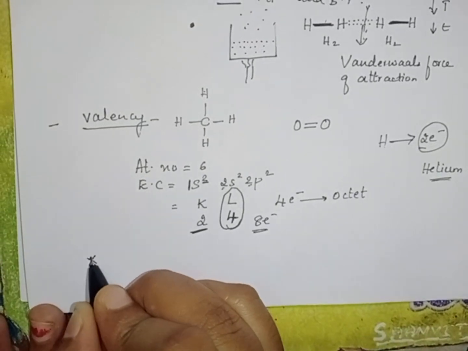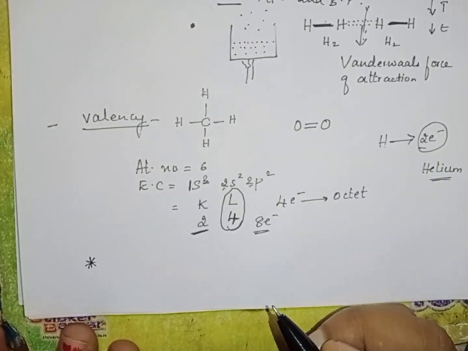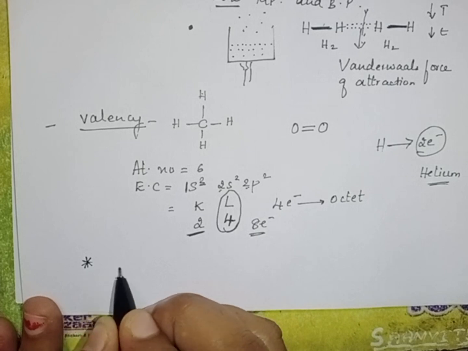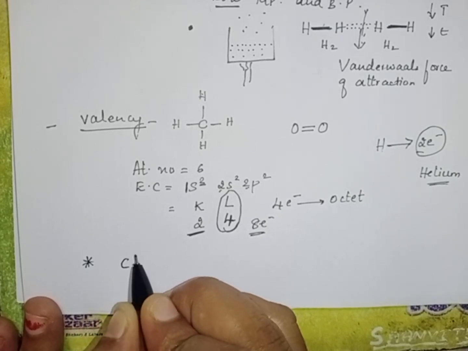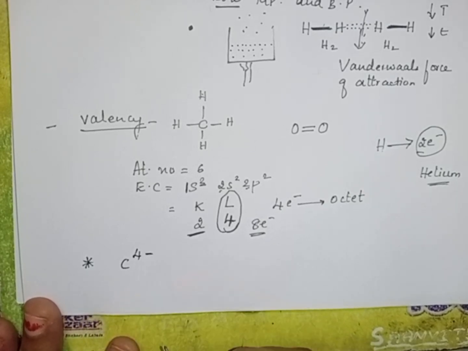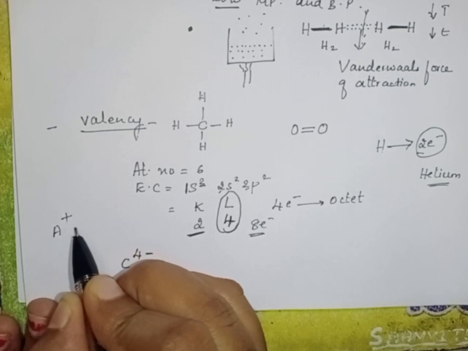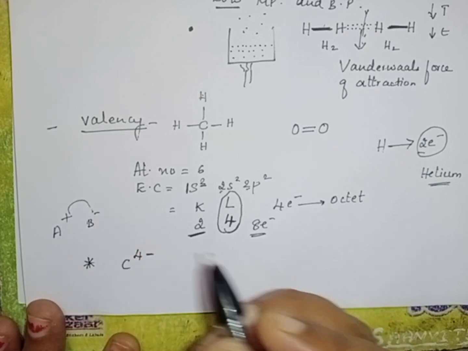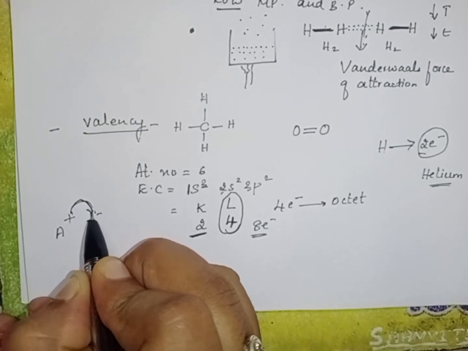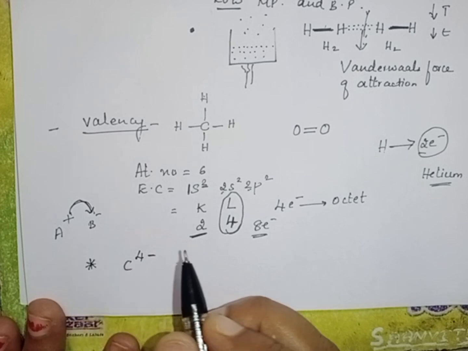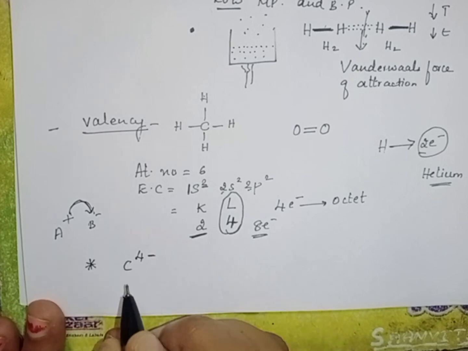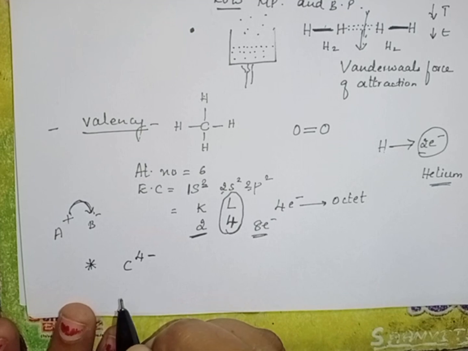Next question. Why can't it form an ionic bond? See, consider one condition, that it is accepting 4 electrons. Ionic bonding means there should be transfer of electrons. One is giving the electrons, the other is taking the electrons. There is a transfer of electrons. Consider that carbon has taken 4 electrons.